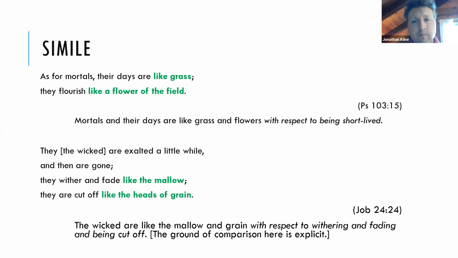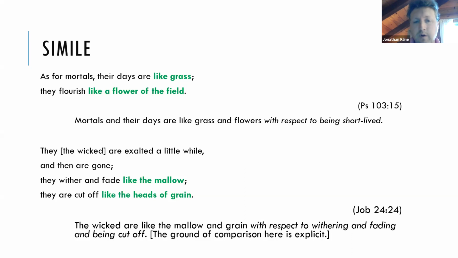An example from Psalm 103: as for mortals, their days are like grass. They flourish like a flower of the field. So in this verse, mortals and their days are said to be like grass and flowers with respect to being short-lived. You have to infer that they're similar with respect to being short-lived. It doesn't say how they're similar. It just says that they are.